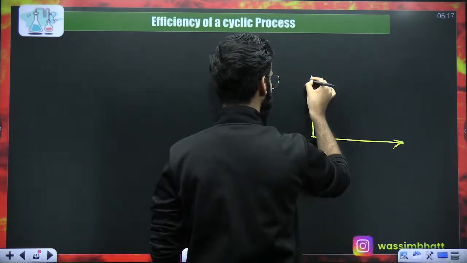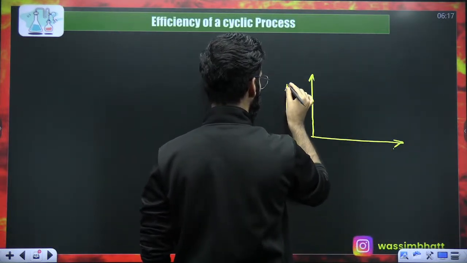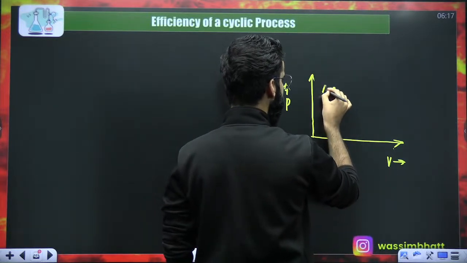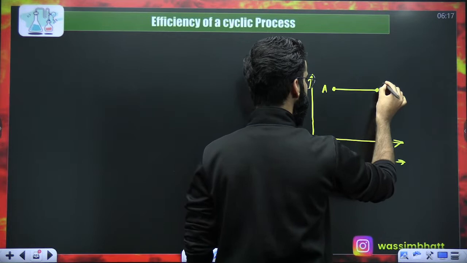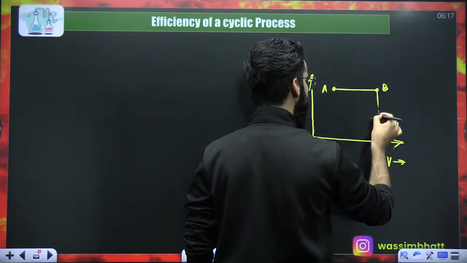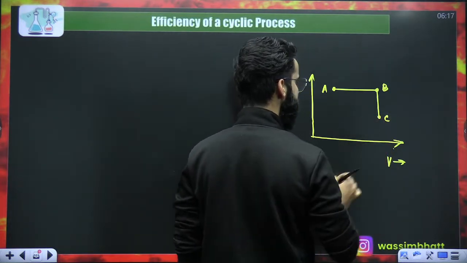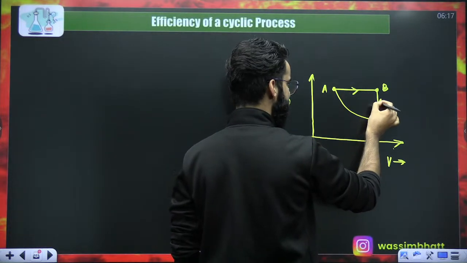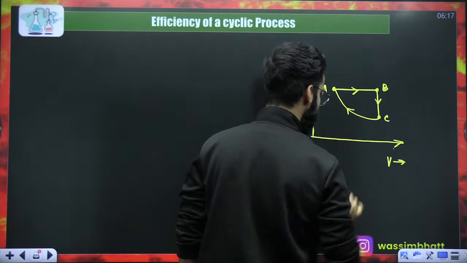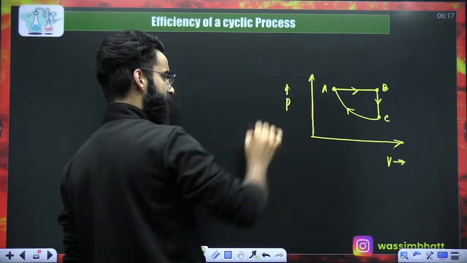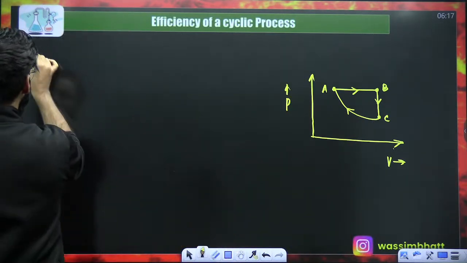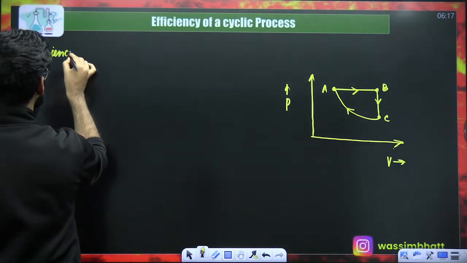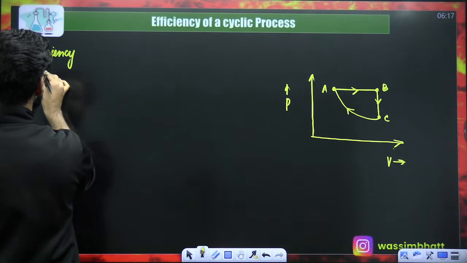I'm going to plot a graph over here. Pressure volume curve, P versus V. Okay. I'm starting from point A. I'm going from A to B. Then I'm going from B to C. Then, for example, I'm going from C to A. Arrow I'm showing towards right. Well, clockwise cycle. Perfect. This is the cyclic process. If I ask you to calculate the efficiency of this cyclic process, how do you calculate the efficiency of a cyclic process?